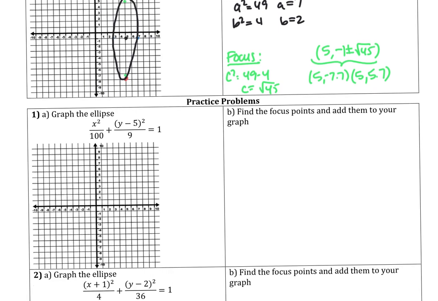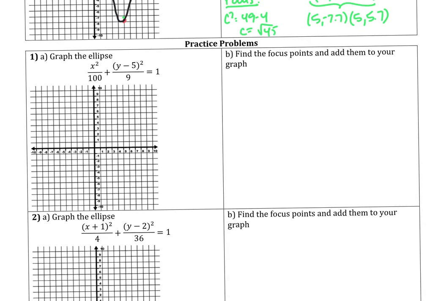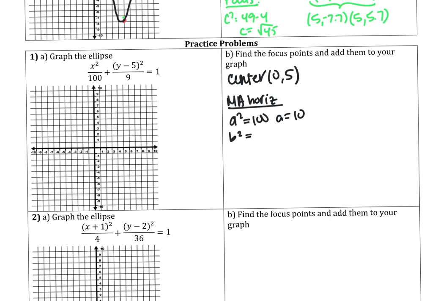All right, let's go ahead and move on to some practice problems. Let's do this one together just to make sure we know what's going on. So from here, I can tell I'm going to have a horizontal ellipse where the major axis is going to run horizontally since the larger number, the a squared value, is under x squared. So the center here is at 0, 5. That major axis is horizontal. A squared is 100, therefore a is 10. And b squared is 9, therefore b is 3.